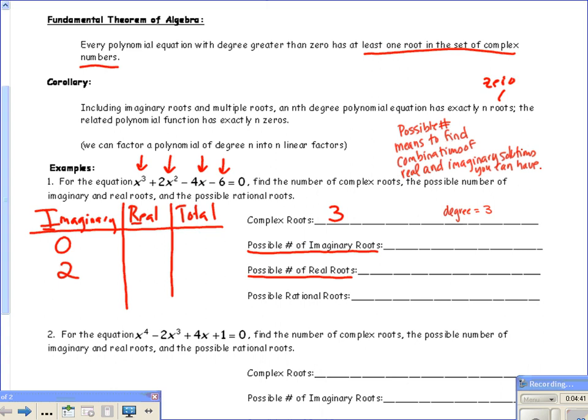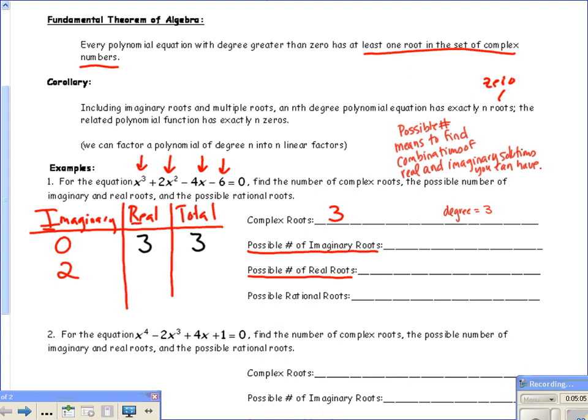So now we need to come up with the possible number of real roots that we can have. Well, if we have 0 imaginary roots, then how many real roots would we have to have? Well, if this is a polynomial of degree 3, we would have to have 3 answers. So that means if I have 0 imaginary roots, then I would have 3 real roots. So then the total number of zeros that I would have would be 3.